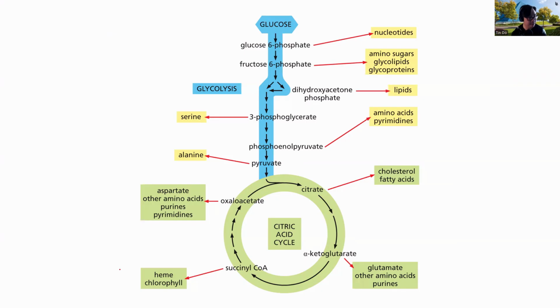Now, do take note. Certain products in the citric acid cycle can also be exported out, making cholesterol and fatty acids. Okay. Oxaloacetate is used to make aspartate. Succinyl-CoA is used to make your heme molecules, blood. So a lot of these can get involved with other biochemical processes.